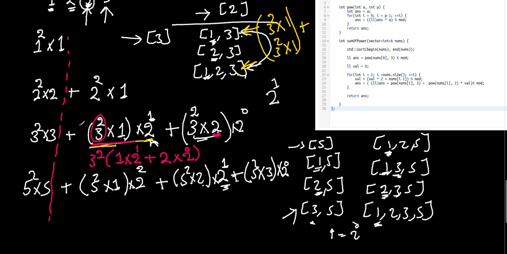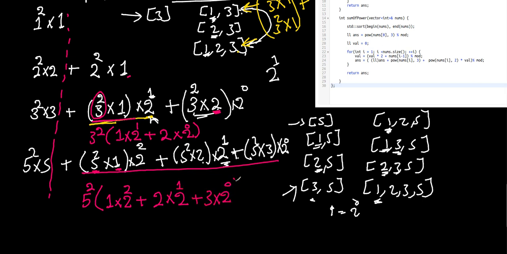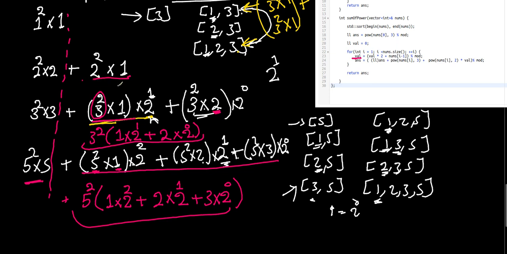and for this part here, let's take 5 square as common. So we have 5 square multiplied by 1 times 2 to the power 2 plus 2 multiplied by 2 to the power 1 plus 3 multiplied by 2 to the power 0, of course, plus this element. So in the code, we call this expression the value. So this is the value, and for this one it's 2 to the power 2, and here we have 1 multiplied by 2 to the power 0.